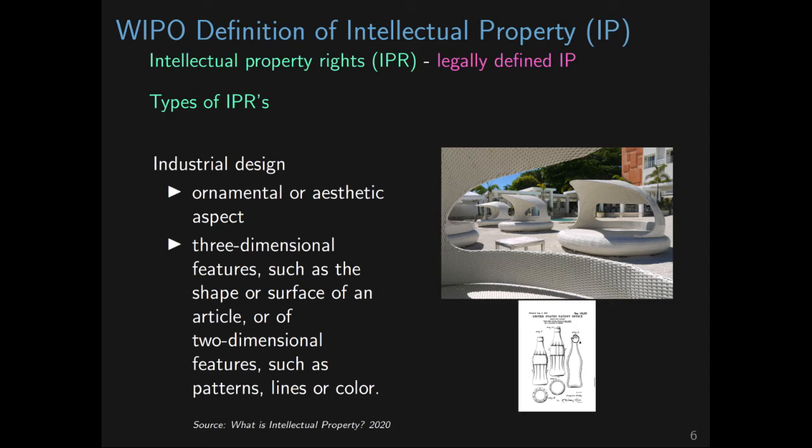Below that picture is a picture of a page on a patent, a US patent. And this is a patent on the design of the Coca-Cola bottle. As you can see, the design is composed of curves and fluted surface of the bottle. This is also an example of an industrial design.